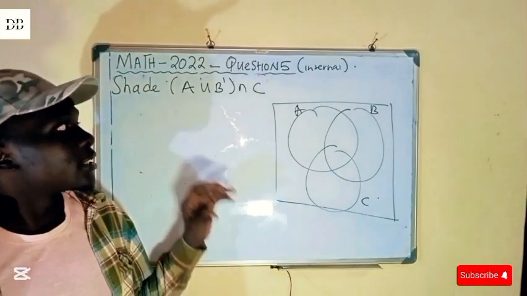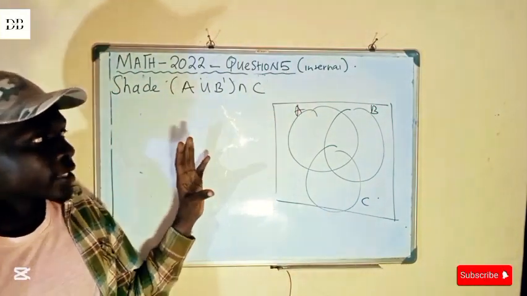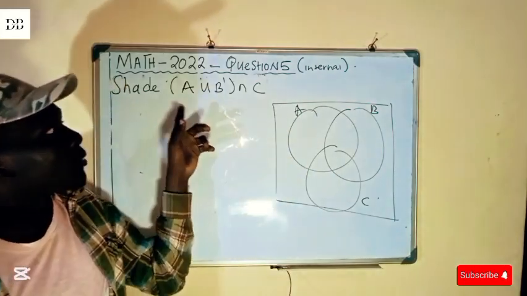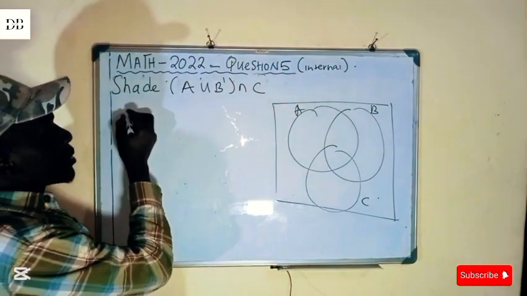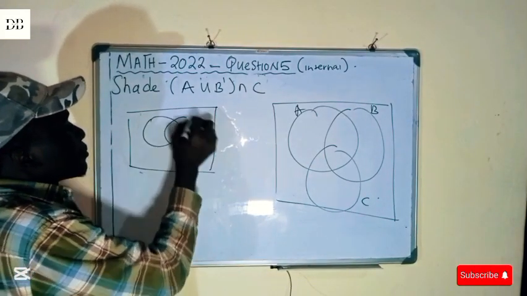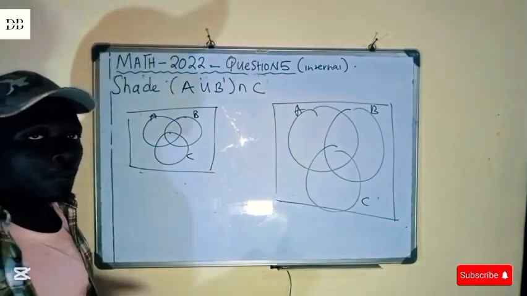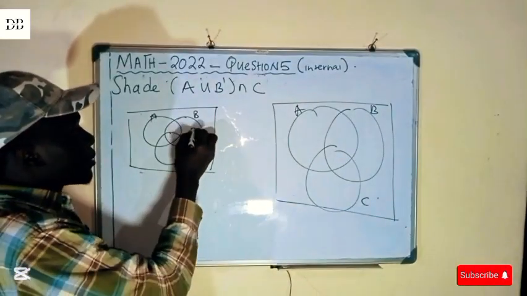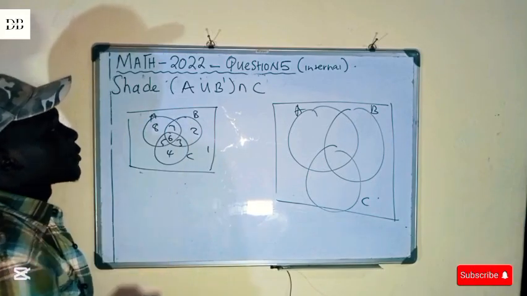Here is another question from an examination paper 2022 internal, which was asking us to shade while being given a question. So the first step, as usual, is to resketch this diagram. And then begin to put random numbers. So we have 1, 2, 3, 4, 5, 6, 7, 8.